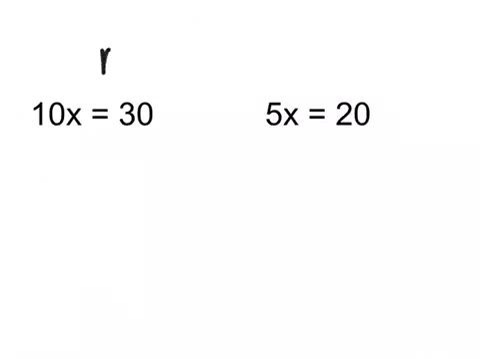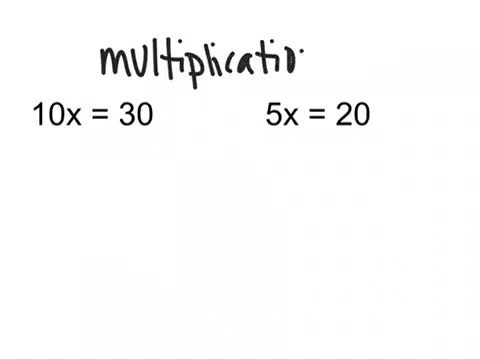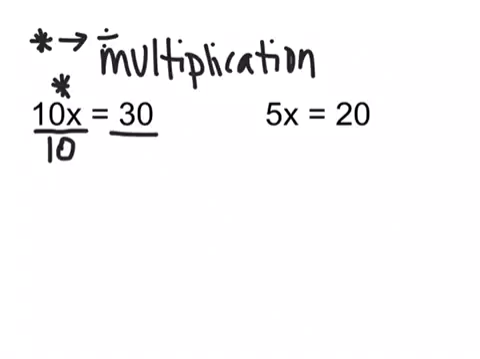Now, let's look at multiplication. Remember that 10x means multiplication. So, the opposite of multiplication is division. So I'm going to divide my 10x by 10 and divide my 30 by 10. My 10 over 10 is just 1, so that cancels, and I'm left with x equals 30 divided by 10, or 3.